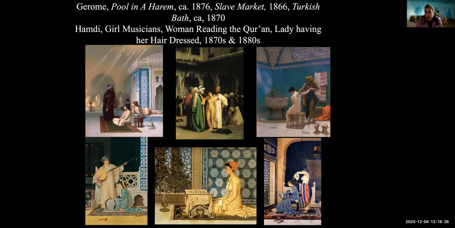On the bottom row, we see three paintings by Osman Hamdi. The one on the left is Girl Musicians. Then we have a woman reading the Quran. Then we have a woman having her hair dressed. In each case, again, using Gérôme's techniques of academic realism, but presenting the women as educated, as having higher pursuits. They're not just sitting in a bath all day smoking hookahs. They are pious.